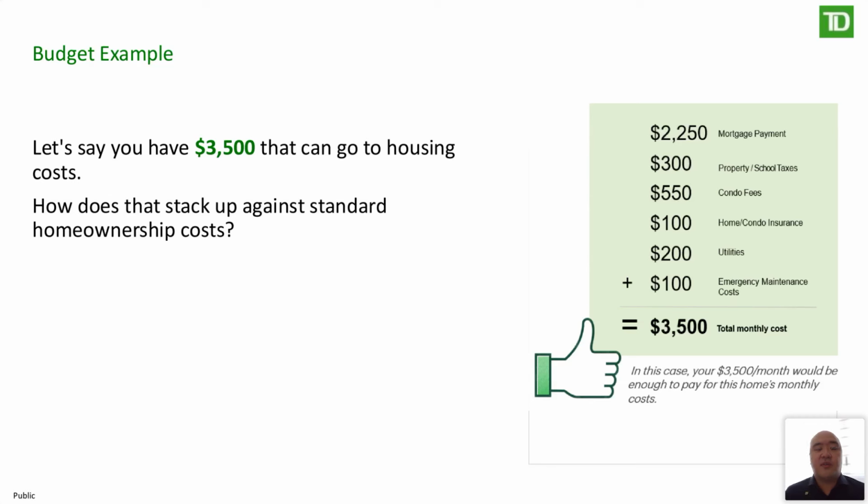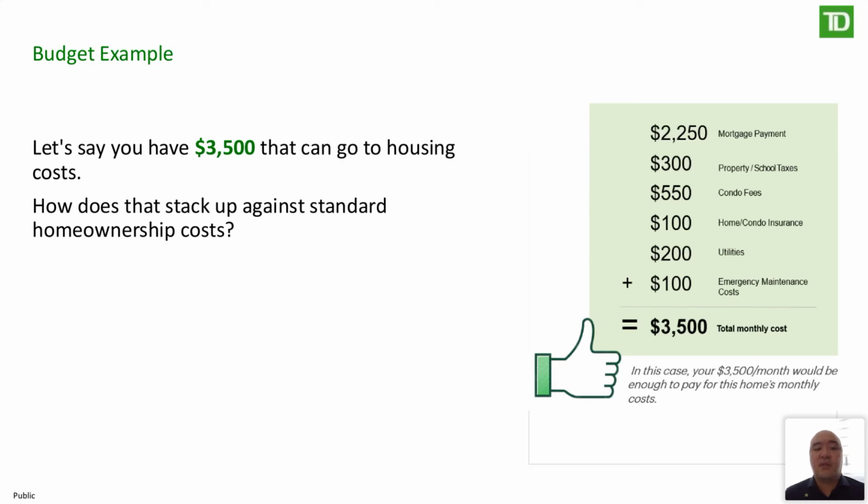So here's just a quick budgeting example. If you go into your home buying process and say, I have about $3,500 per month after my typical bills and expenses that I can spend toward housing. So a breakdown might look something like this, where you would have $2,250 for a mortgage payment.